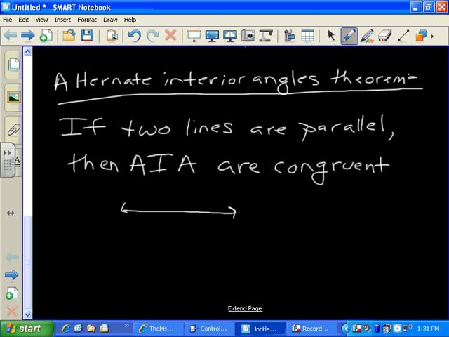If I have my parallel lines, assume that they're parallel, right, with my little markings. If this one is 59 degrees, its alternate interior angle, which is across, also inside, this one down here, is also 59 degrees.